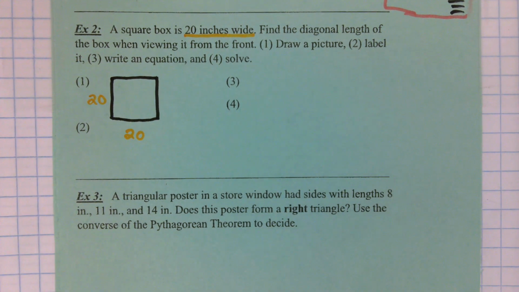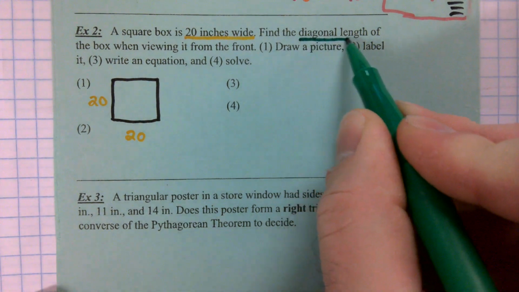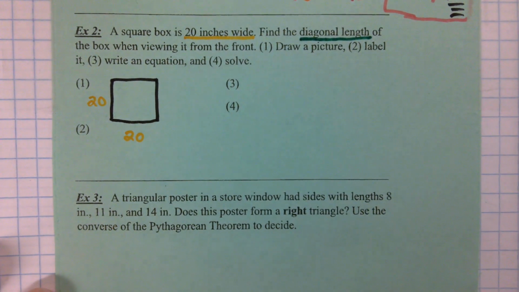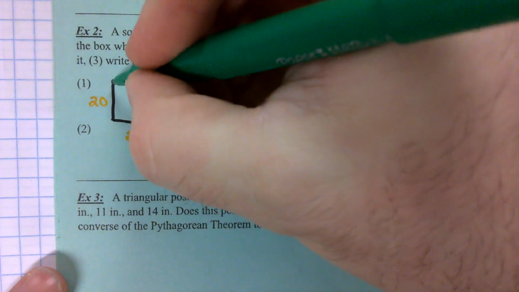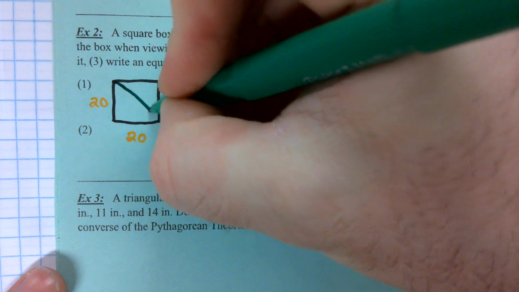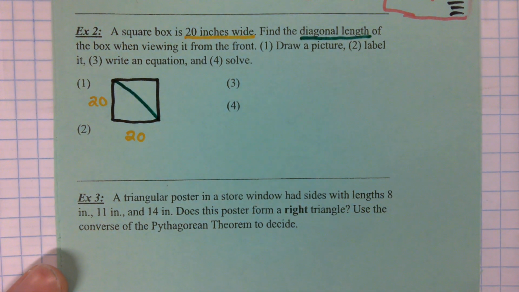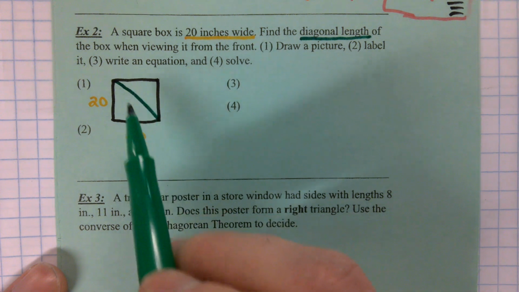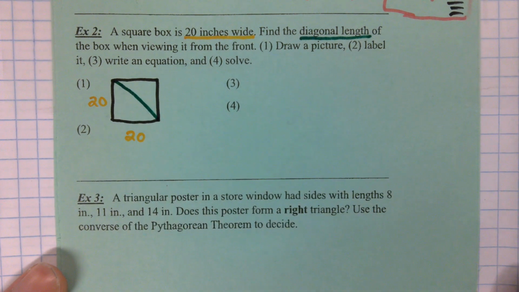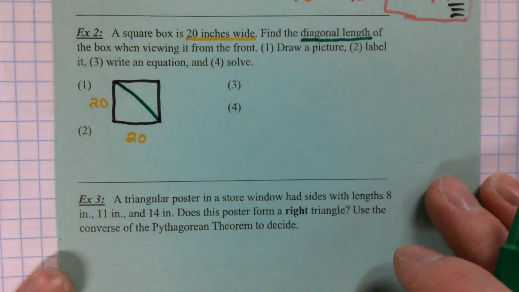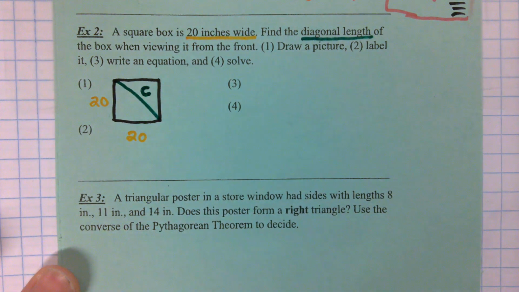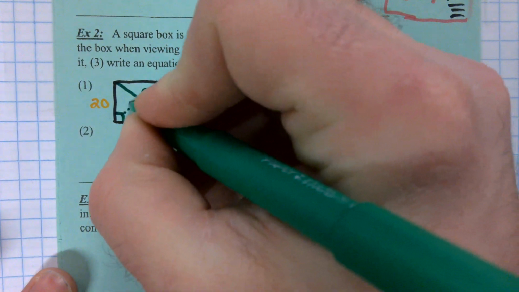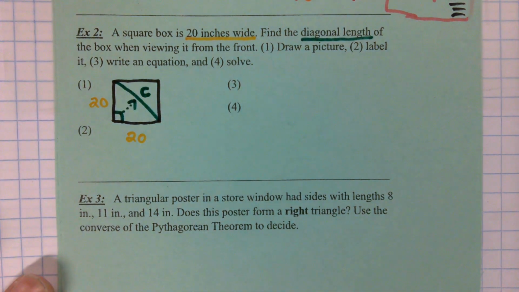But what are we trying to find? The diagonal length. What is a diagonal? Exactly, a slanted line. It's cutting through. So let's draw a diagonal line through this box. And what letter can we call that diagonal line? B? D? Think about the Pythagorean theorem. What letter do we want to call that? C. Because it is right across from our right angle in the square.